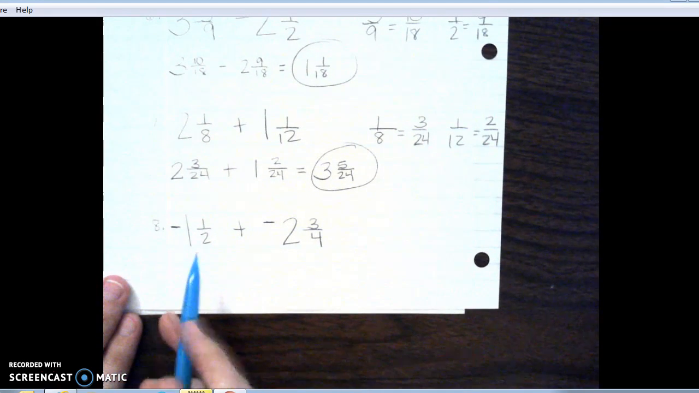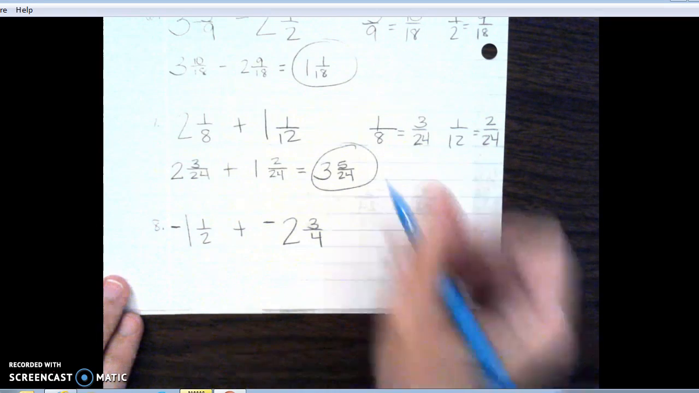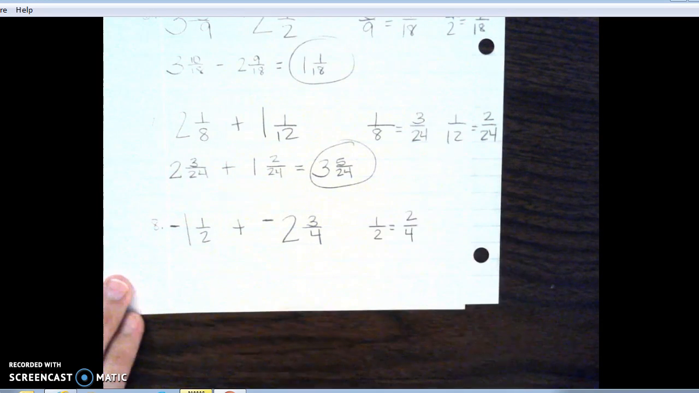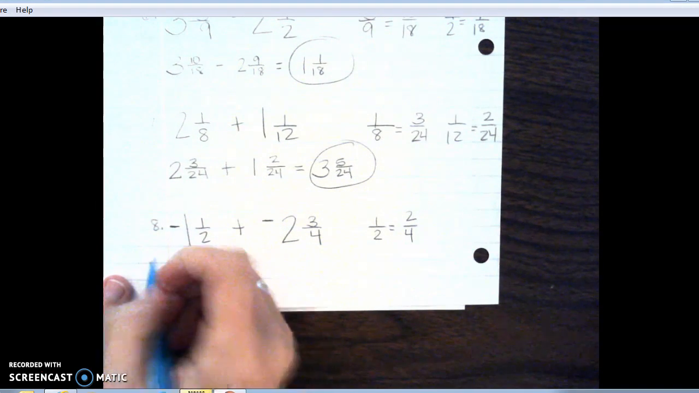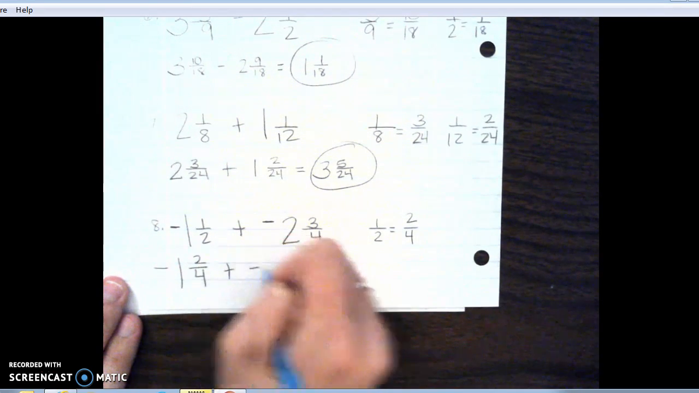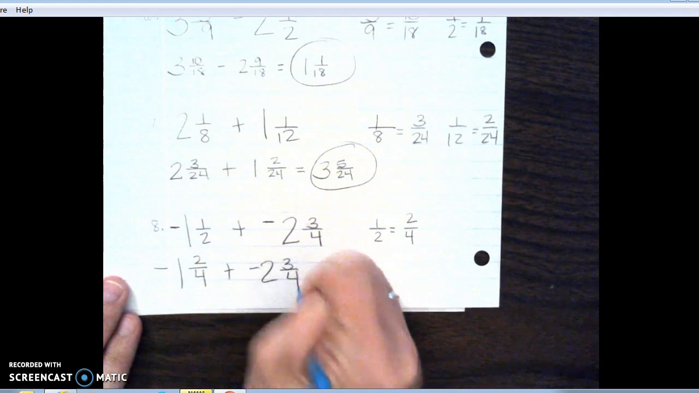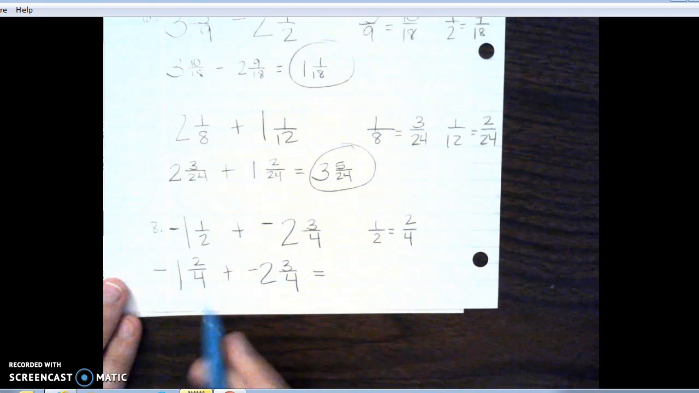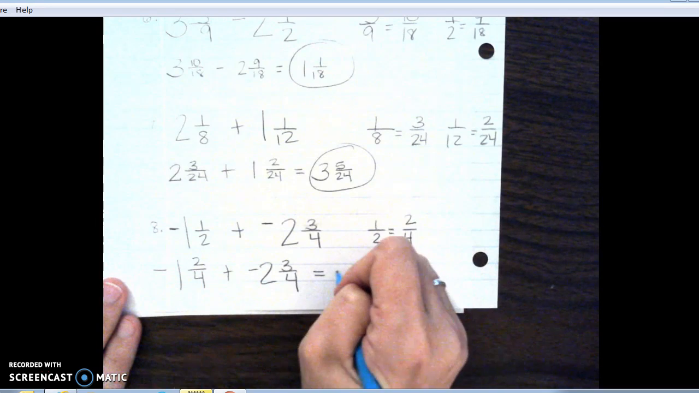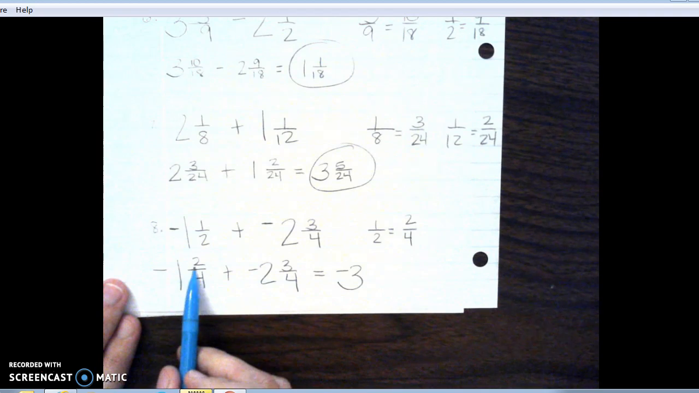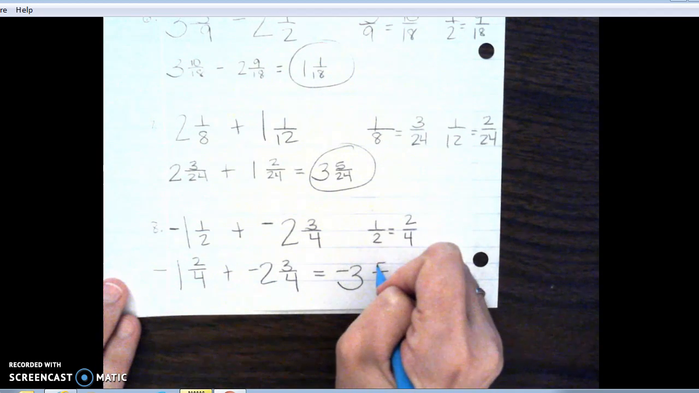And the next one, the last one for mixed numbers. The lowest common denominator was 4, so I only had to change the first fraction, and that changed to 2/4. So my new problem is negative 1 and 2/4 plus negative 2 and 3/4. From there, the signs are the same, which tells me to add. So 1 plus 2 is 3, and I'm going to make it negative since they were already negative. 2 plus 3 is 5.